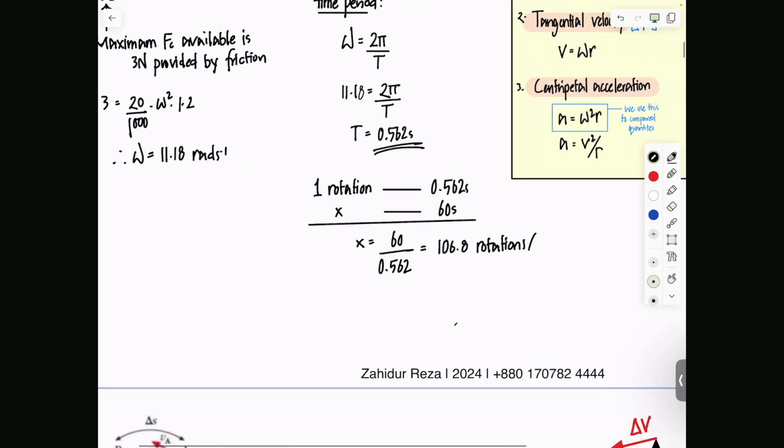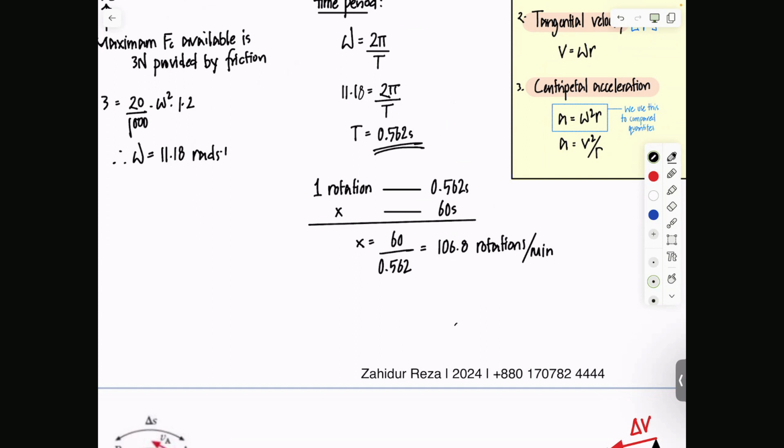If you write this answer and keep it this way, it's still fine. The examiner will allow it because there's no requirement that rotations need to be complete. It's a fractional rotation, 106.8 rotations. One more rotation would be 107, but it's 106.8, so that's 106 point that much in every minute, which is fine. You don't need to round it up or down.